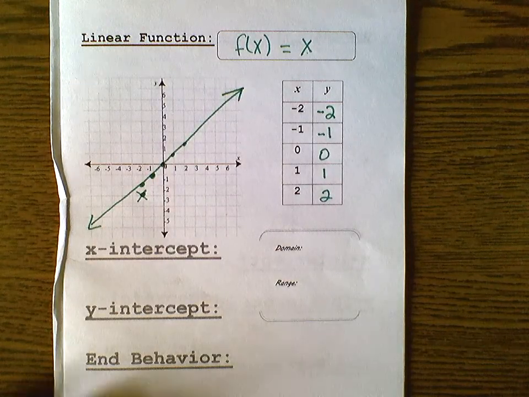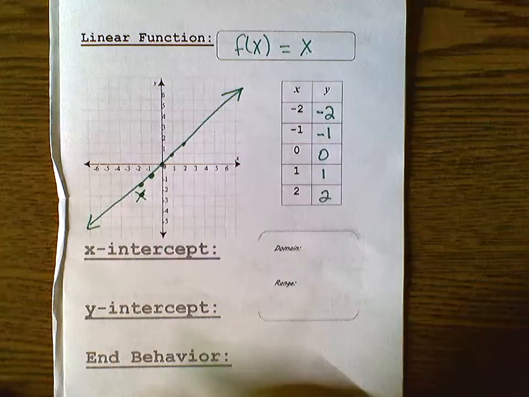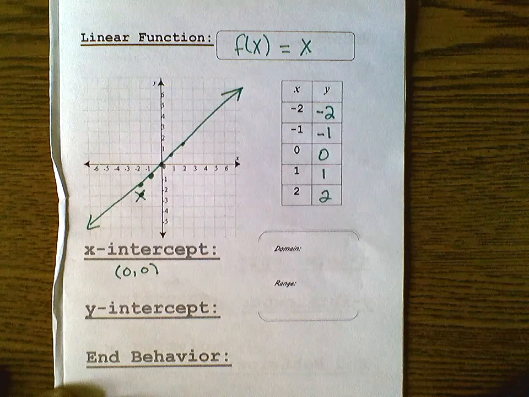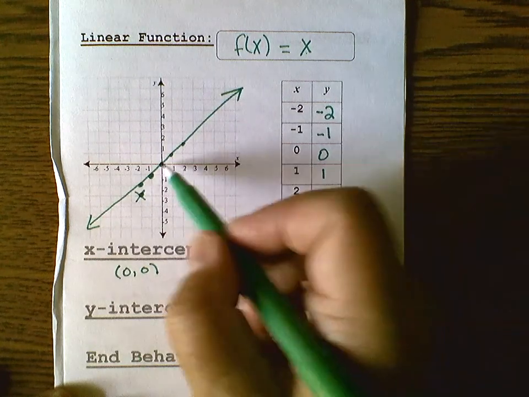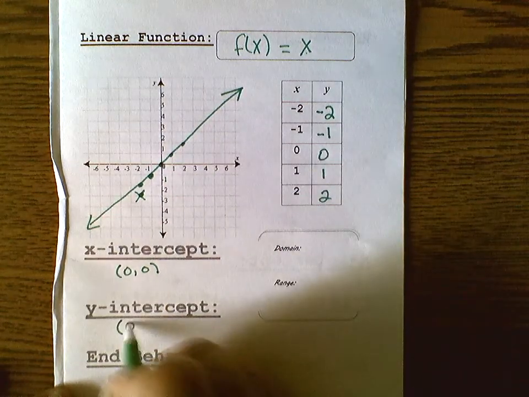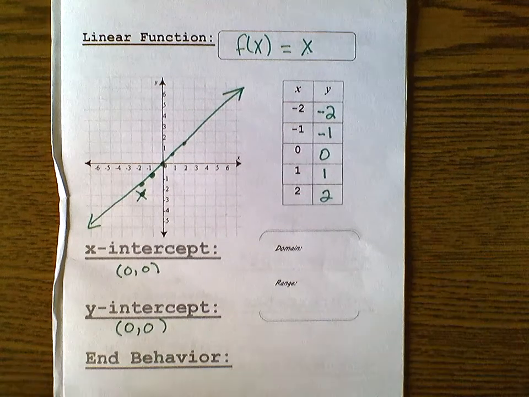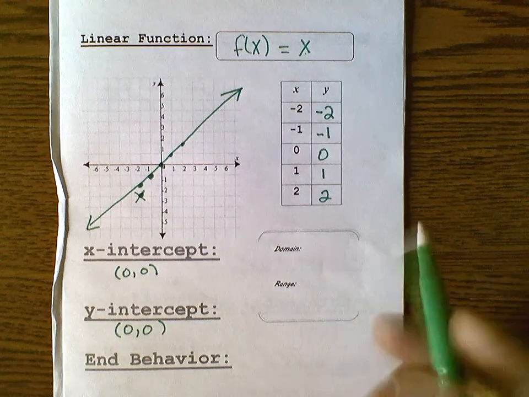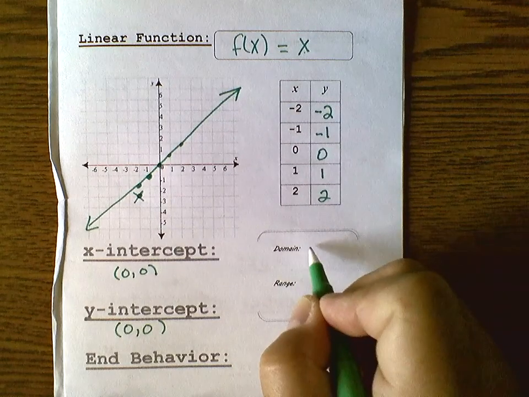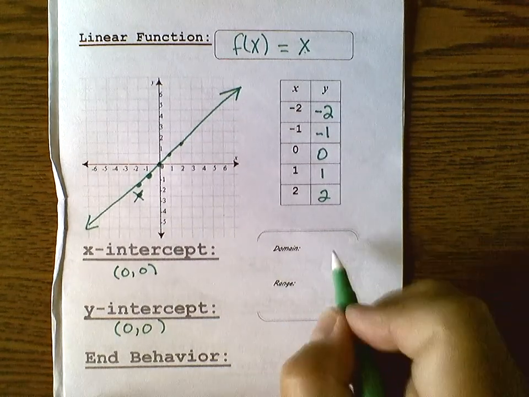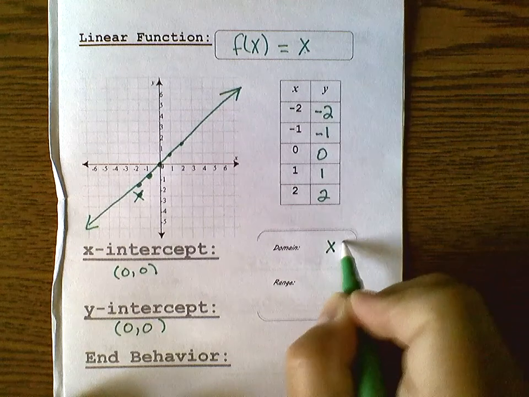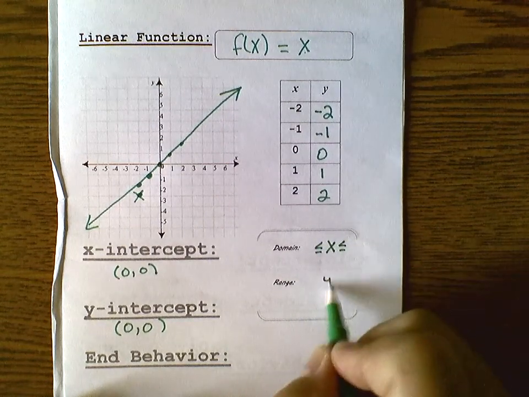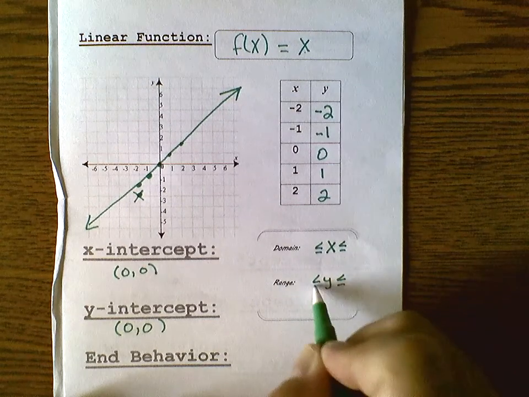Okay, so what's our x-intercept? It's at 0, 0. What is our y-intercept? It crosses the y-axis also at the origin, so 0, 0. If we talk about our domain, in set notation, x is what values and y is what values.